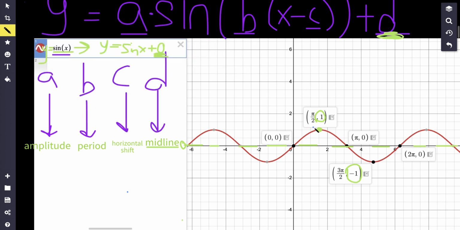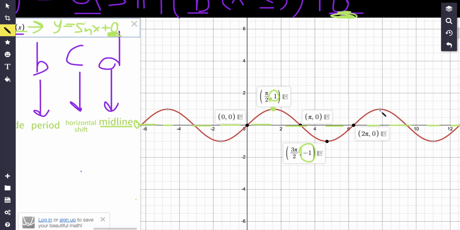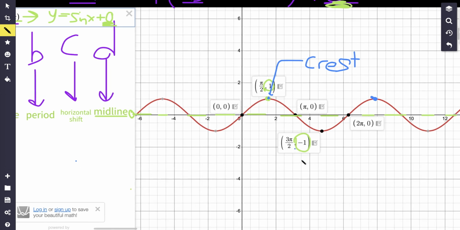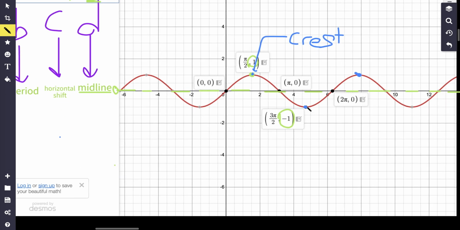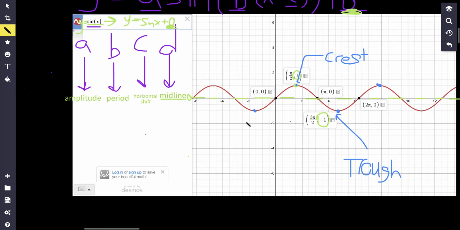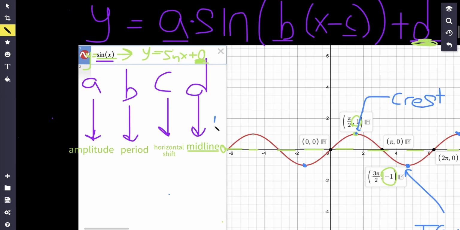So the highest points on the graph, you'll notice this point right over here, this point right over here, they are something known as the crest. So the crest represents the highest points on the graph. And the lowest points on the graph, the points with the lowest y values, these points right over here, they represent something known as the trough. They are the lowest points on the graph. All right, so we have midline covered.